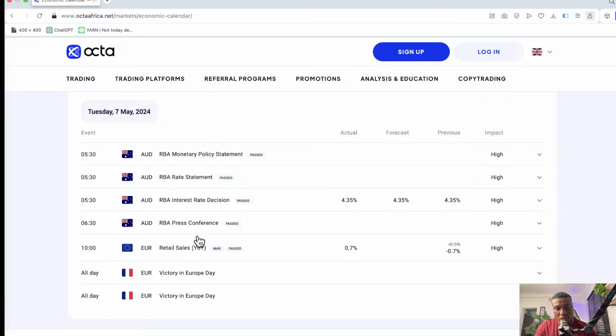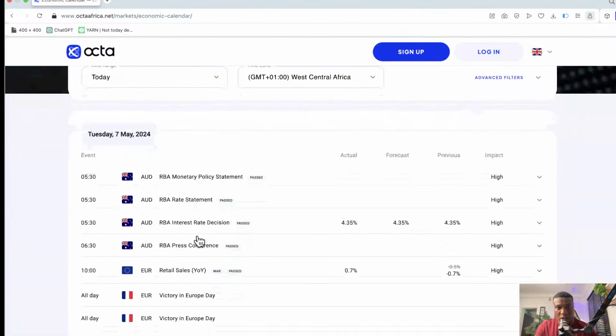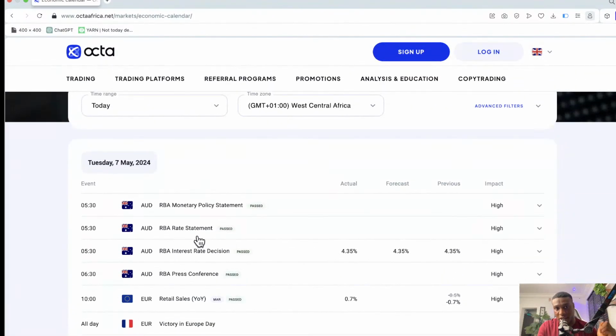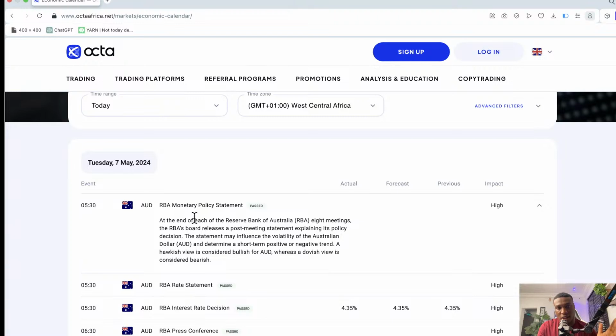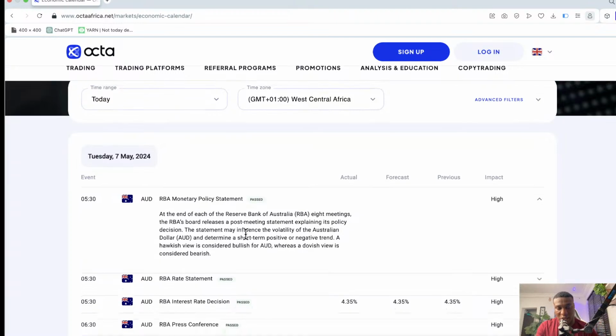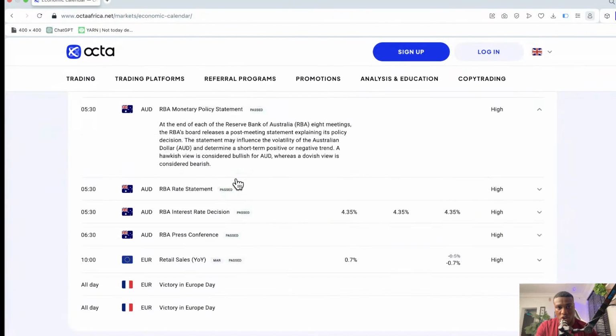Again, to understand every report that you find here on Octa's economic calendar, you can always click on the report and you'd have a detailed explanation that includes what you should look out for. Just like right here, you can see in the last sentence, usually at the last sentence, Octa provides what you should look out for. And here you can see a hawkish view is considered bullish for the Australian dollar, whereas a dovish view is considered bearish.